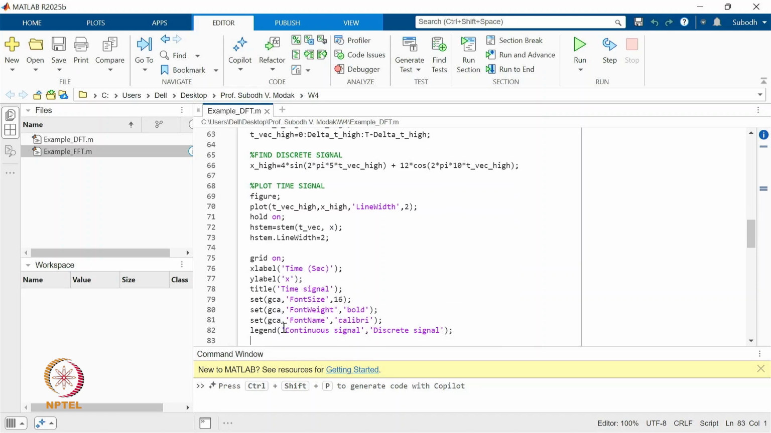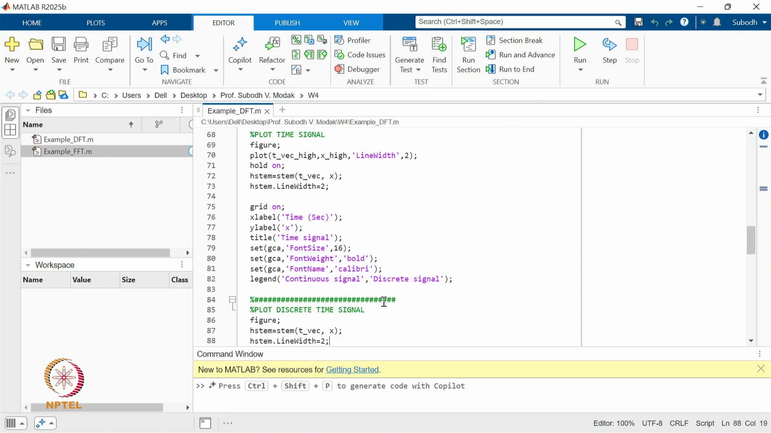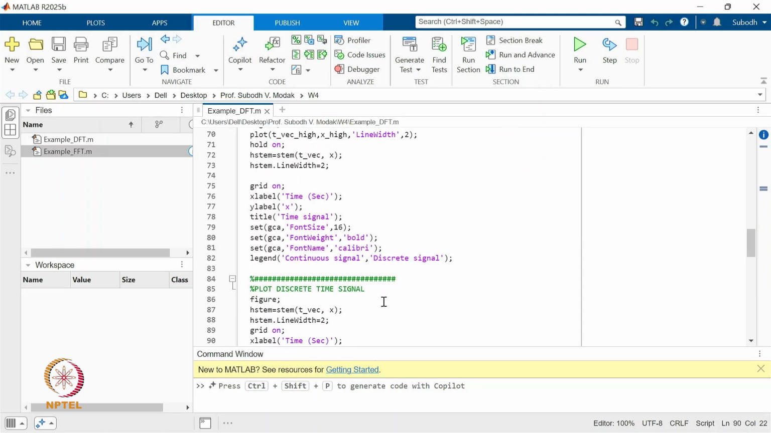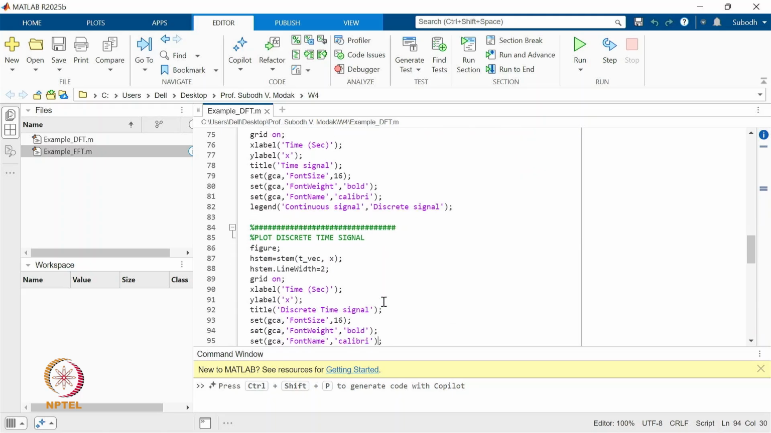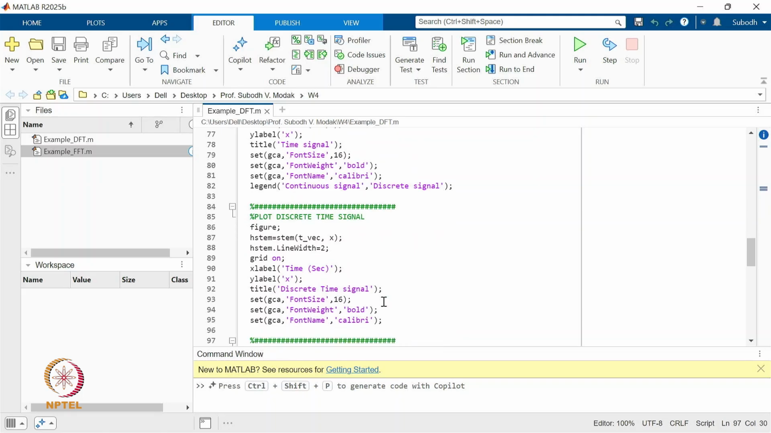Of course there are some other statements to put the label on the x axis, the label on the y axis, the title of the plot, and to set the fonts and other things. These are not necessary. The font settings and all this, you can skip if you do not want them. Now I am plotting again the discrete time signal, just to have a separate copy of that. I am making a new figure with the stem plot of the discrete signal.